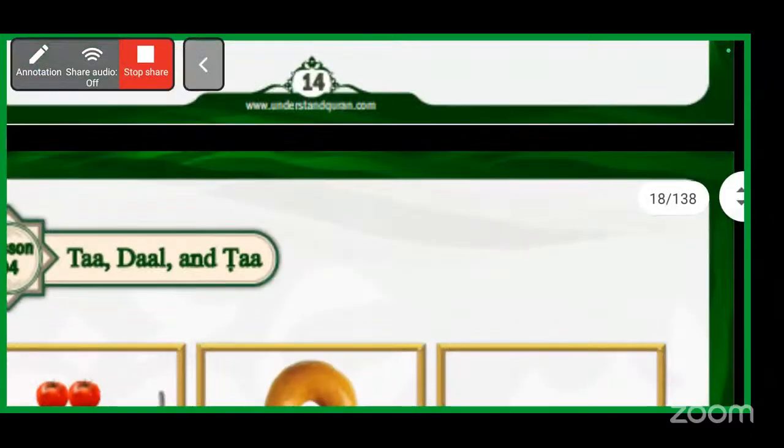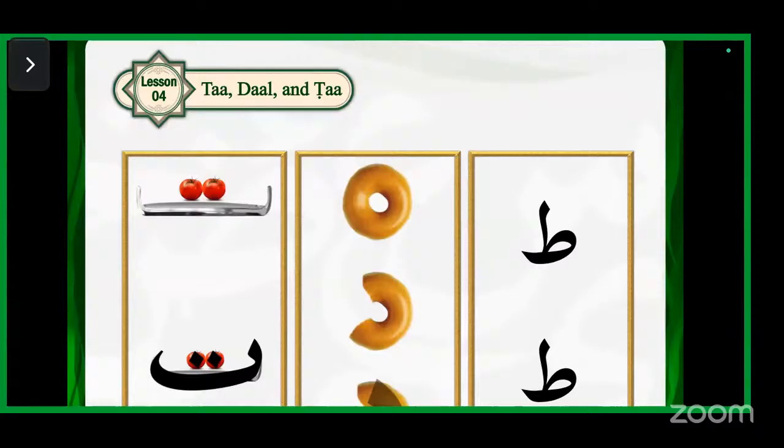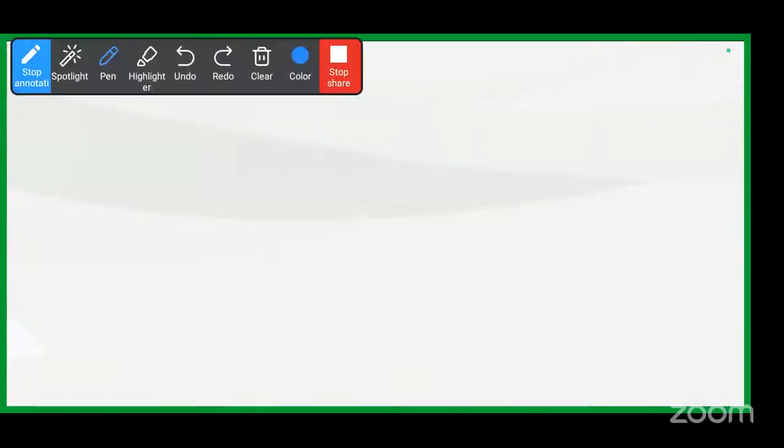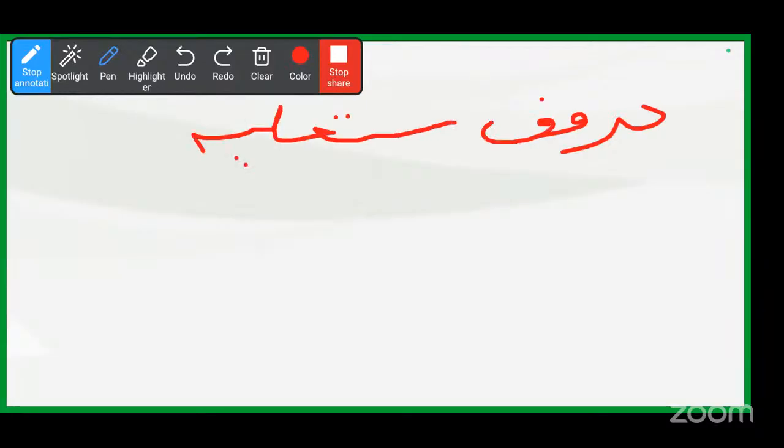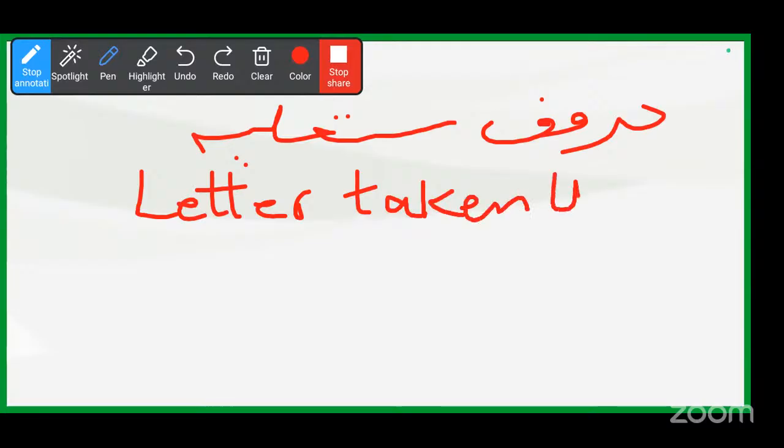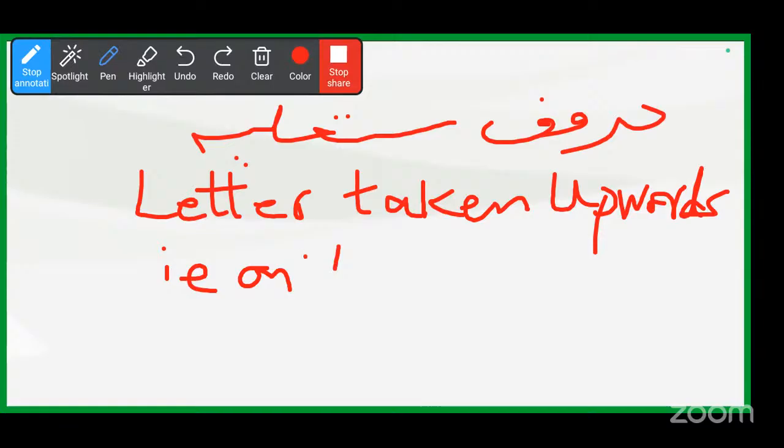So we were here on three letters ta, dal, and ta. Ta and dal are low letters. Now we come across a new definition: حروف مستعلية. مستعلية means letters taken upwards, i.e. on the upper palate.